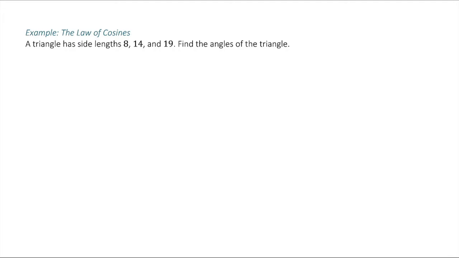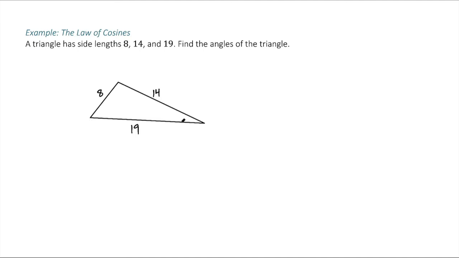A triangle has side lengths 8, 14, and 19. Find the angles of the triangle. I'm going to go ahead and draw a triangle here, and it doesn't really matter how I draw it. I'm going to try and do it a little bit to scale. So maybe something like this, where we've got our 8, 14, and 19. And we want to find our three angles.